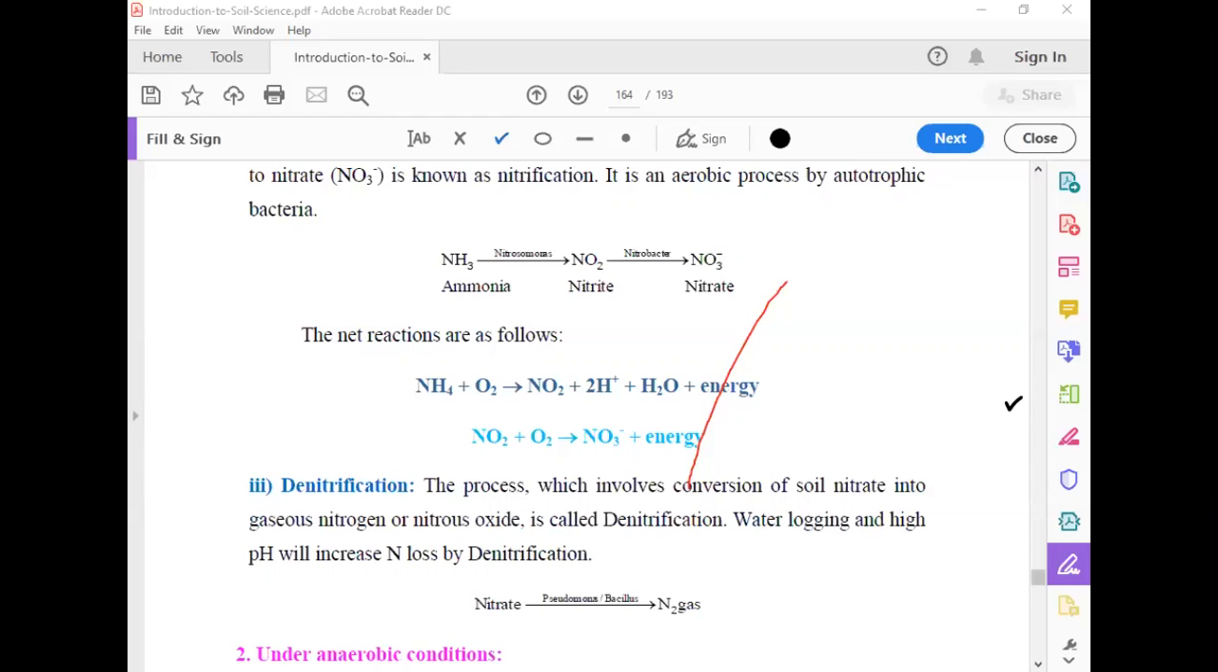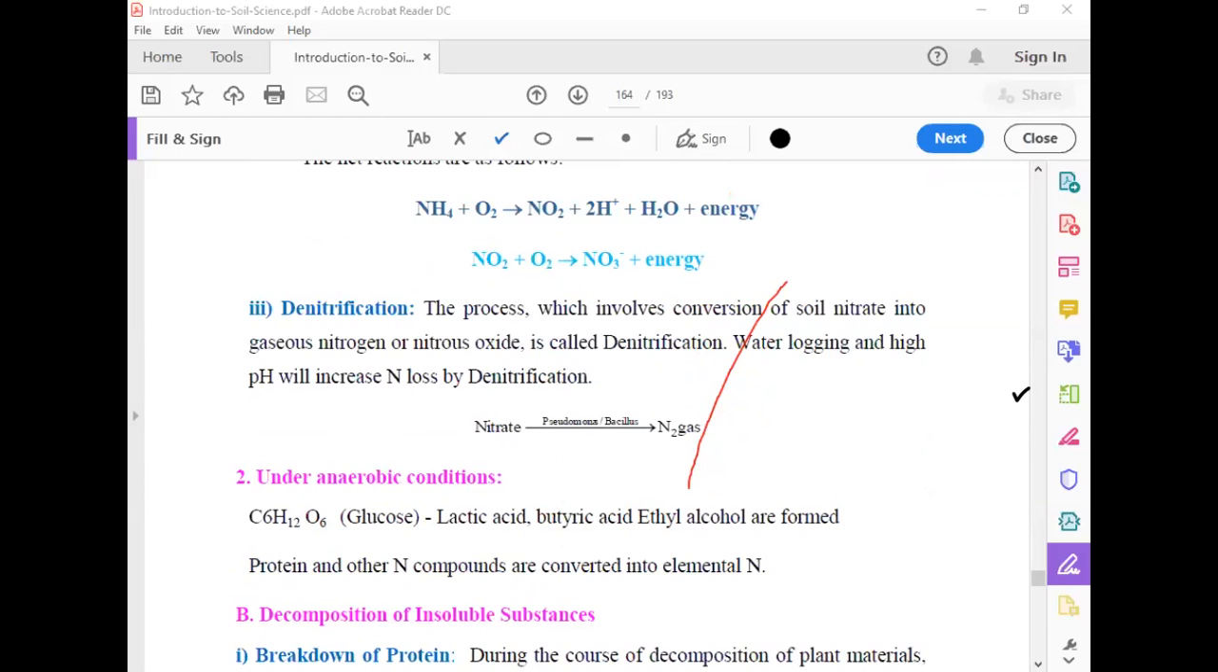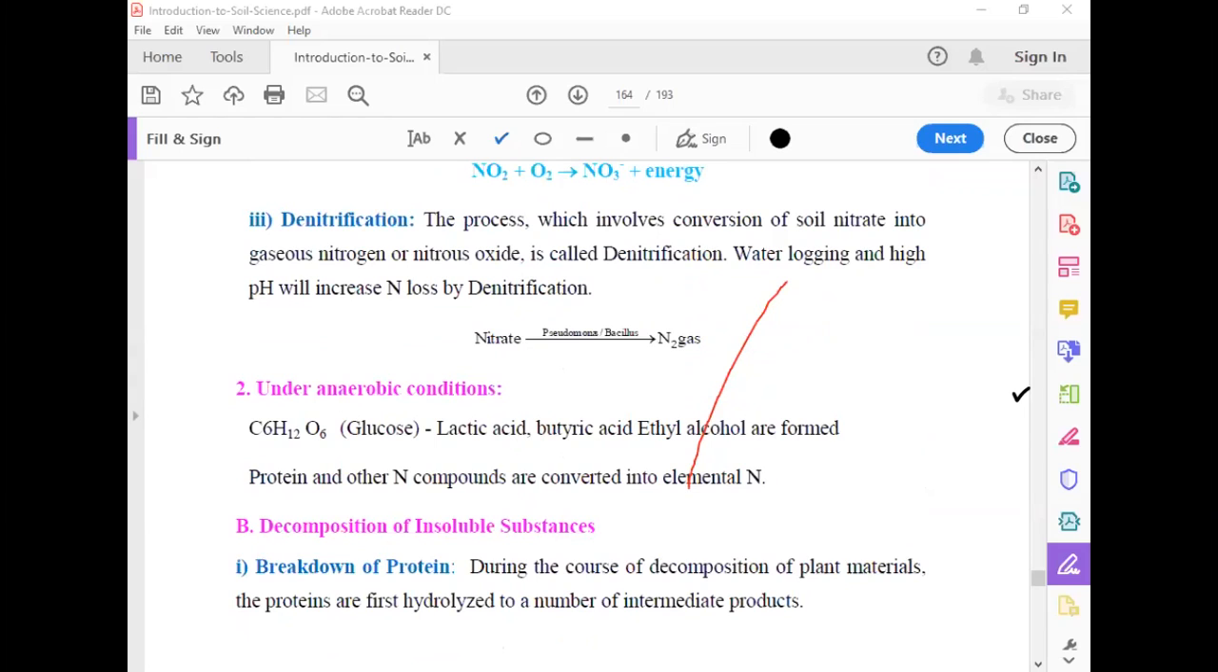This process is with the help of Pseudomonas or Bacillus. Then under anaerobic condition, reactions are: glucose undergoes reaction which produces lactic acid and butyric acid.